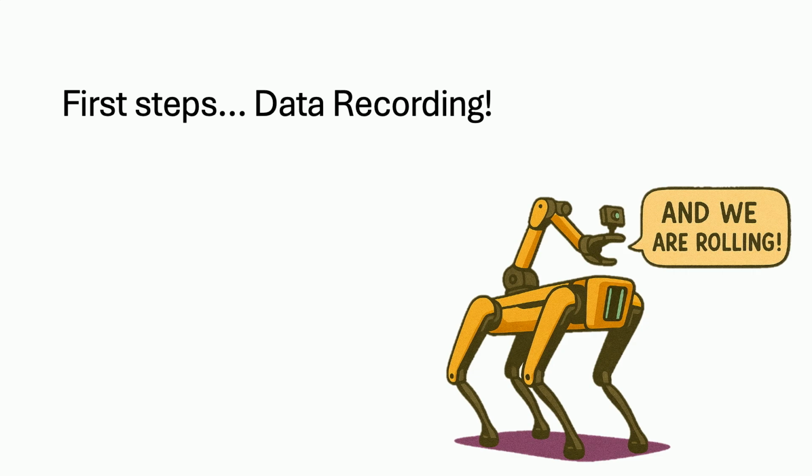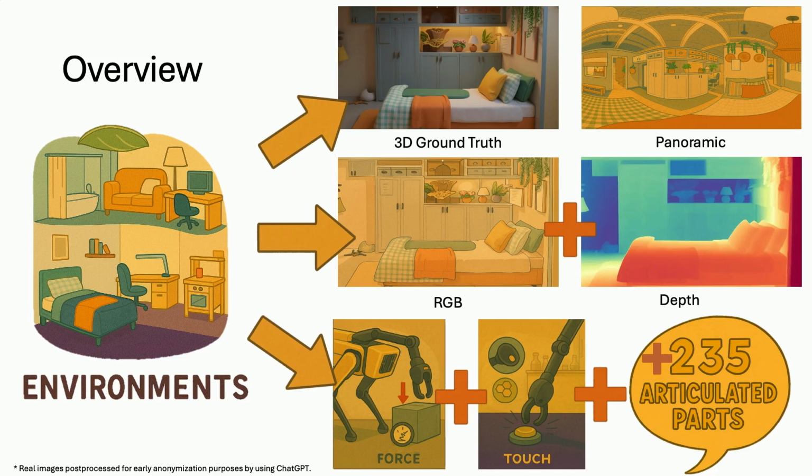Well, we of course had to record data. So this is an overview of the data set. It's highly anonymized. It's over 25 environments. We have 3D ground truth and panoramas. We have RGB depth video sequences. We have forces and touch sensors for each of the 235-plus articulated parts. So literally you have interactions now in multiple scenes.